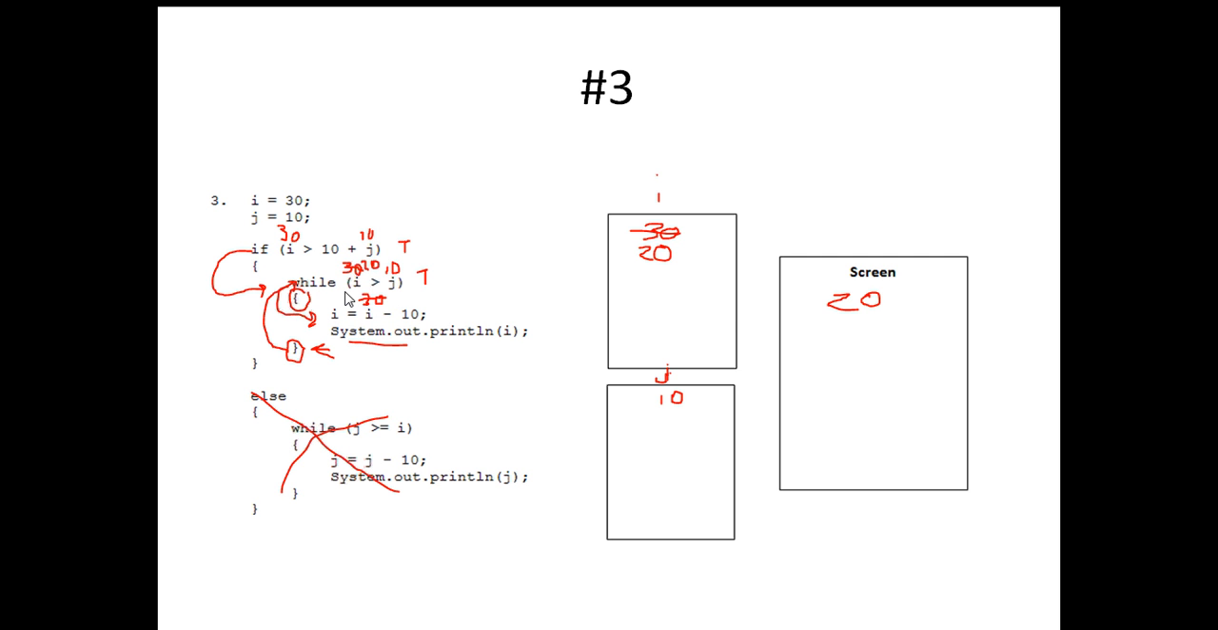Only this time we're going to assign I to be 20 minus 10, which is 10. So I changes. Then the next line of code says to print the value of I, which is 10, so we're going to print that on the next line down. The next line of code is the closing brace for the while loop, which tells us to return to the while statement.